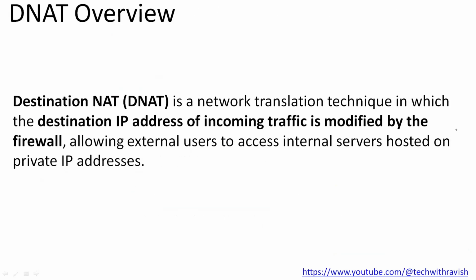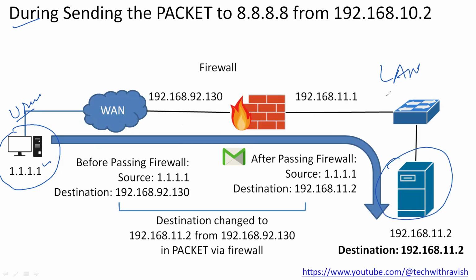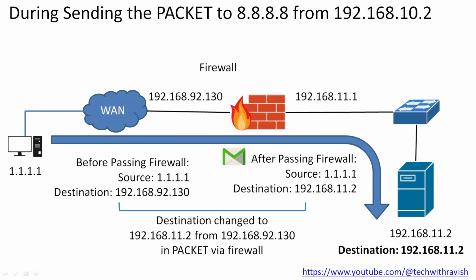Let's talk about destination NAT. In destination NAT, the destination IP address of the incoming traffic is modified by the firewall. How will it be done? Let us assume this is our network, and a user from the internet having IP address 1.1.1.1 wants to access my server in the local area network. My server has the IP address 192.168.11.2. What will happen? The packet will be forwarded, and when it is received by the firewall, it has the source 1.1.1.1 and the destination 192.168.92.130, that is the interface IP of the firewall.